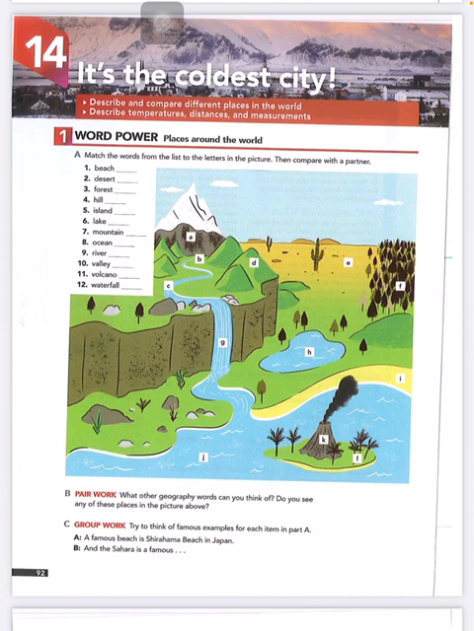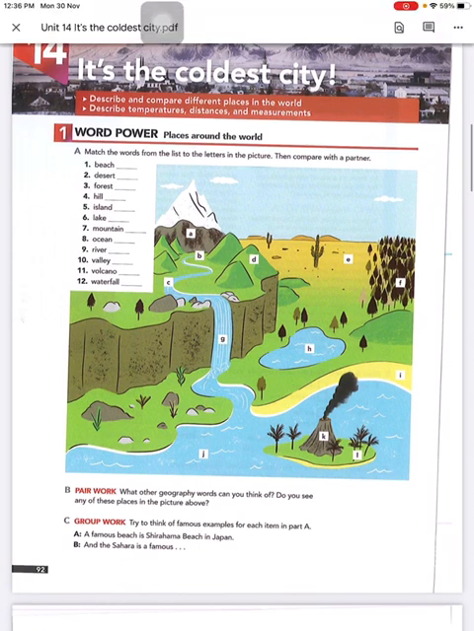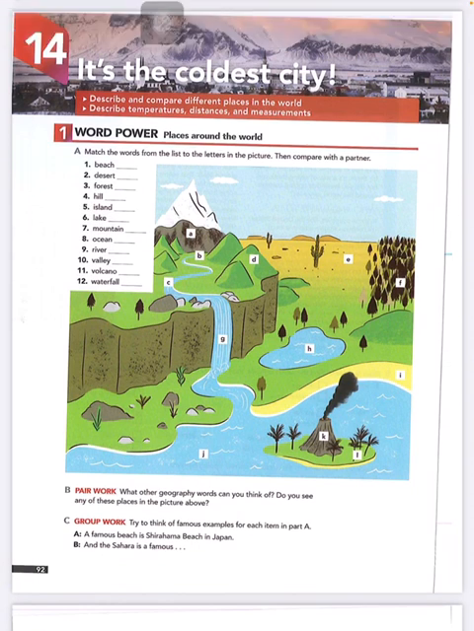All right, and the first activity that we are going to focus on is word power, places around the world. As you can see right here, we have the first activity A: match the words from the list to the letters in the picture, then compare with the partner. So you don't need to compare with your partner. You just take a look at the words on the left. We have number 1 to number 12, and you have to match with the alphabet. So we have A, B, C, and so on and so forth.